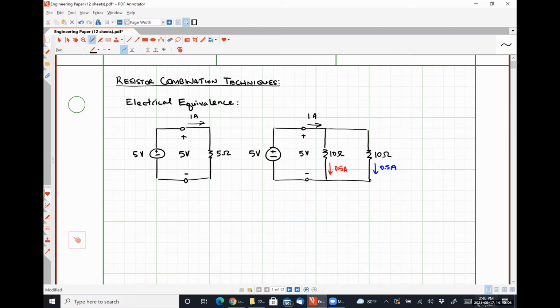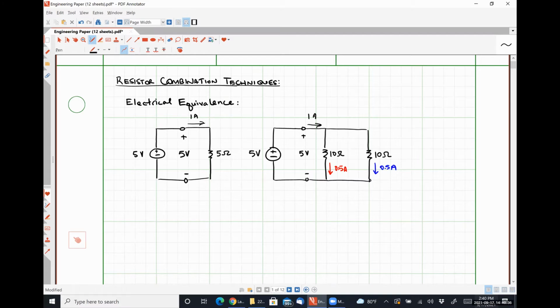Okay. So from the perspective of our 5-volt source, these two networks are electrically equivalent because they have the same voltage drop across their terminals and the same current flowing into their terminals. So electrical equivalence from our perspective really just means it winds up absorbing the exact same amount of power, with the same voltage across the network and the same current flowing into it.